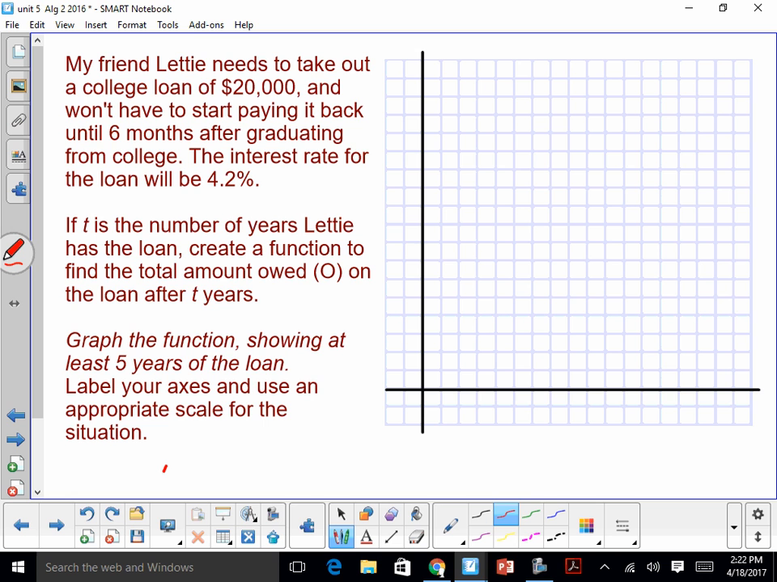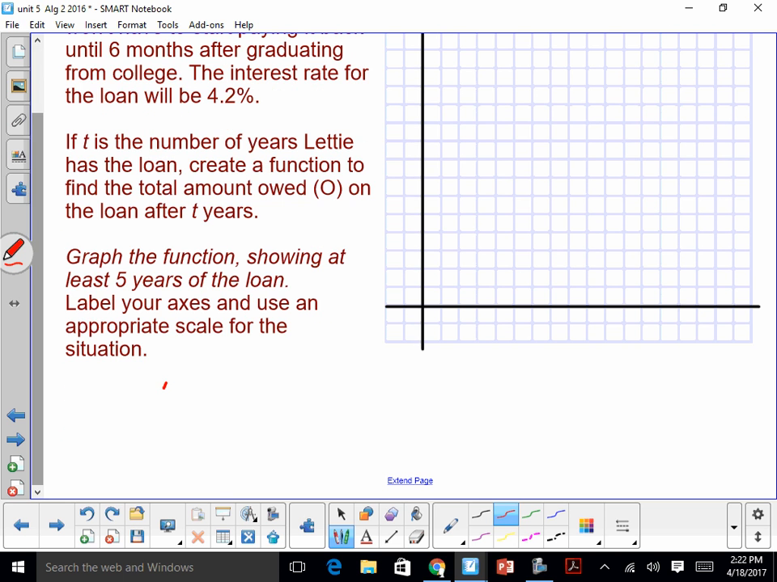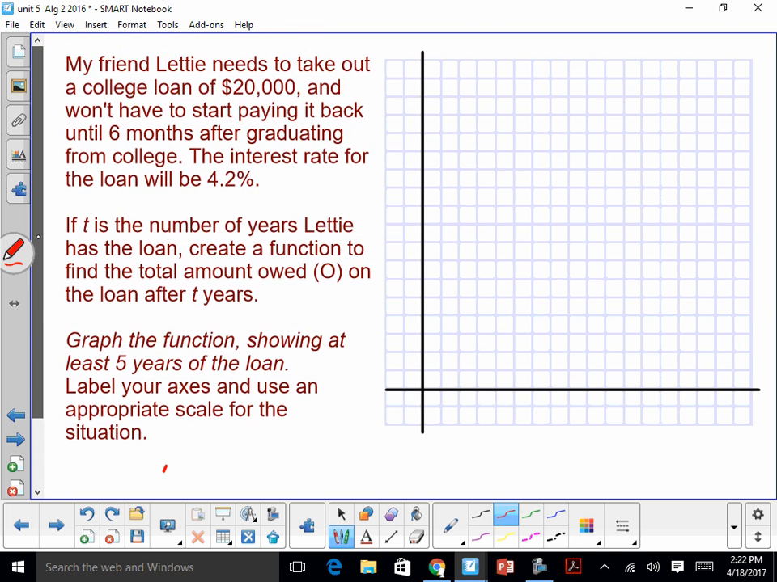Big long problem. My little friend is taking out a college loan. Loan means money. The original amount she took out was 20 grand. She wants to start paying back in 6 months. Hooray, good for her. But the minute you have the initial amount, you know your B is always a percent, guys. So good job on not being thrown off by that.